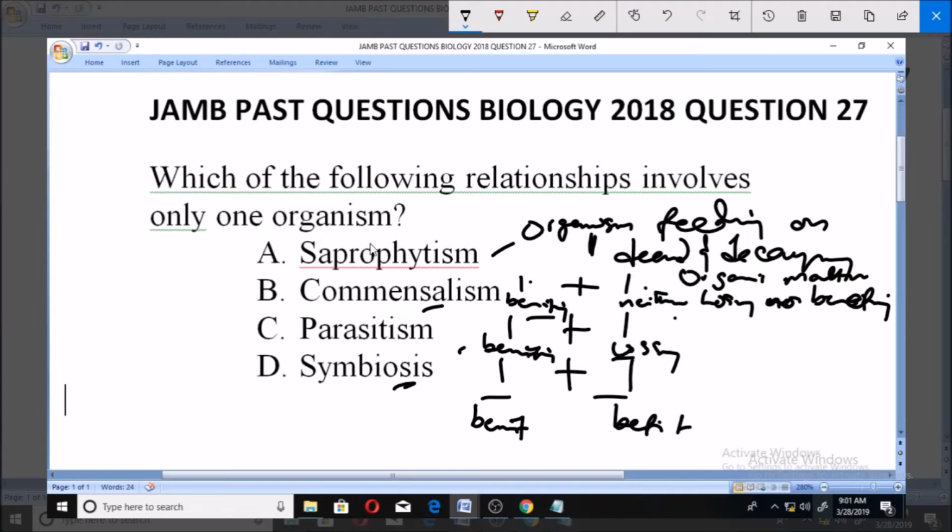Examples of organisms that do this saprophytism are the fungi, some bacteria, Indian pipe plants and the rest of them. So the one that actually involves just one organism here is saprophytism, and that's why A is the answer.